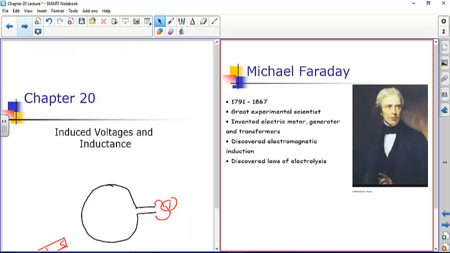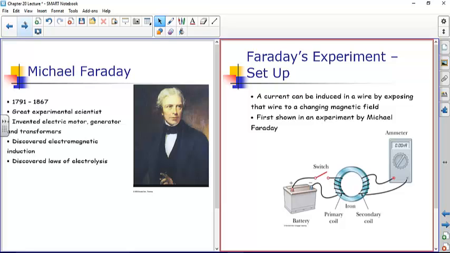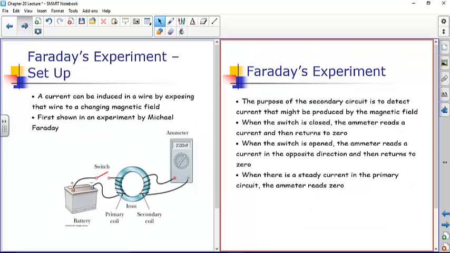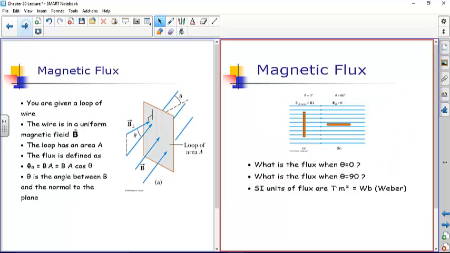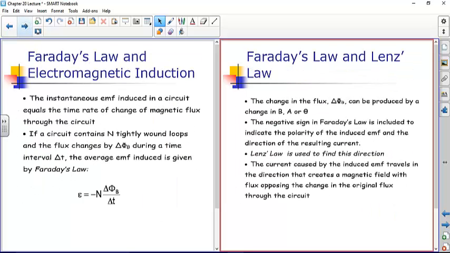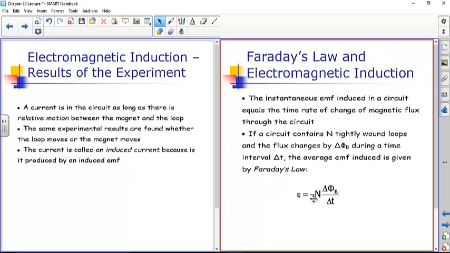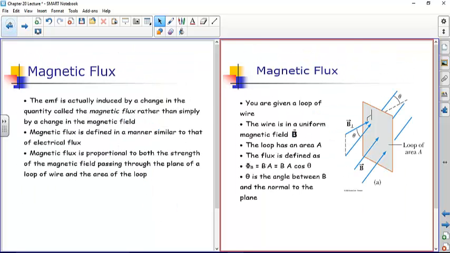So the first thing is this guy Faraday did his experiments, which showed a changing magnetic flux resulted in an induced voltage and hence a current in a circuit. And he came up with this law, Faraday's law. It said the induced voltage is equal to negative the number of turns times the rate of change of magnetic flux with respect to time. The magnetic flux is the magnetic field times the area, if it's perpendicular. If it's not perpendicular, then it depends upon the angle between the magnetic field and the area.